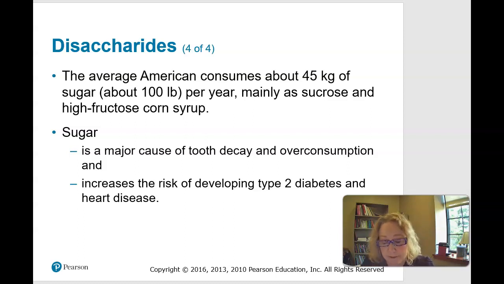We are apparently, well, I think we all know that we eat too much sugar. The average American consumes 450 kilograms of sugar. That's about 100 pounds per year. So you are literally eating 100 pounds of sugar per year. And that's mainly sucrose and high fructose corn syrup. Sugar is bad for you. It rots your teeth and increases the risk of type 2 diabetes, heart disease, obesity, all kinds of things.